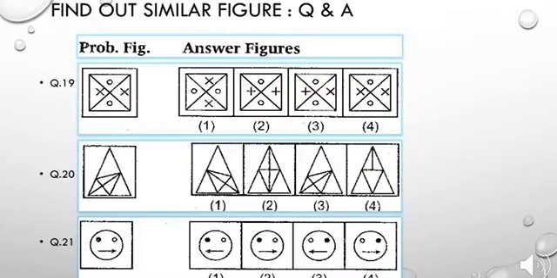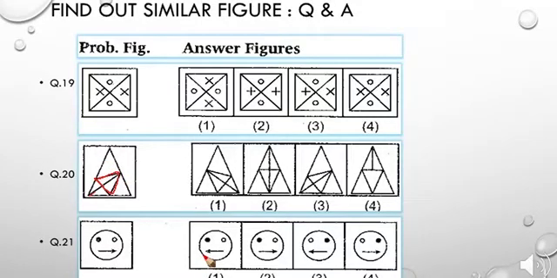Now let's move on to the next question. In the next question, question number 20, there is a problem figure given and there are 4 answer figures given. We need to find which of the answer figure is exactly similar to the problem figure. Let's check the problem figure carefully. The problem figure is actually a triangle inside which there is another triangular shape, and there is a line from the corner here. It is actually passing through the triangle and reaching to this corner. So this is the whole design.